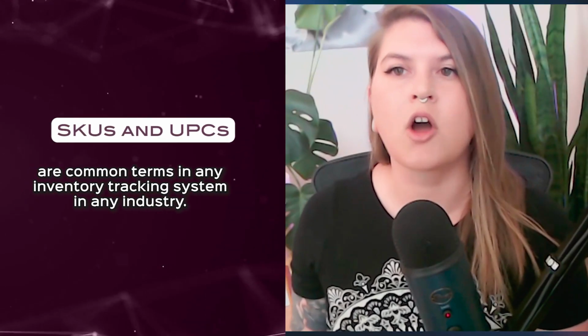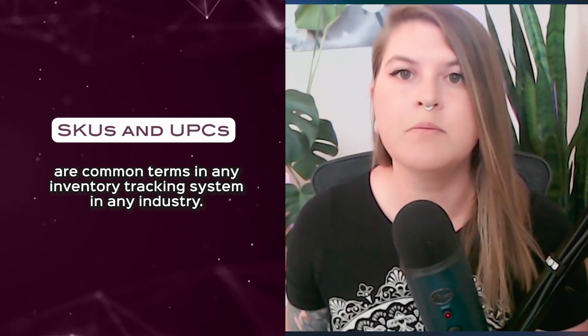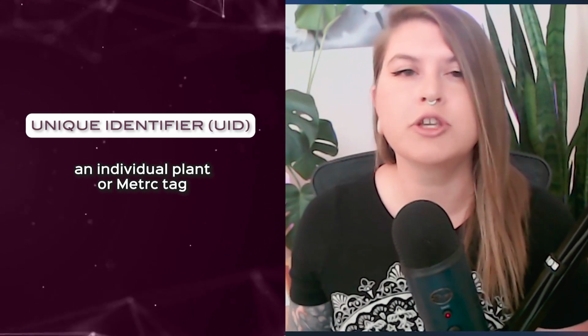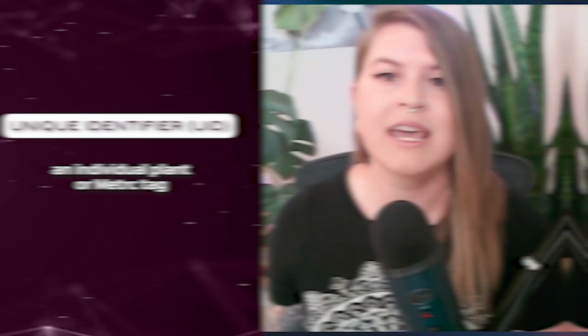SKUs and UPCs are common terms in any inventory tracking system in any industry. Essentially, a SKU is tied to a specific product type from a specific batch or even a specific individual unit, while a UPC is a universal product code for labeling of a specific product and that specific product type, independent of the batch, which can get a bit messy in Metrc world. While a unique identifier is usually a term found within the rules and regulations, and this unique identifier language is really just trying to explain a Metrc package tag or plant tag without actually saying Metrc within the rules and regulations.